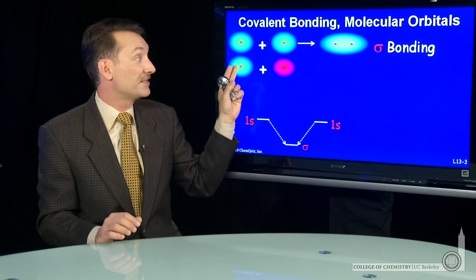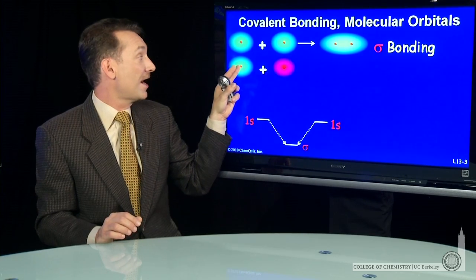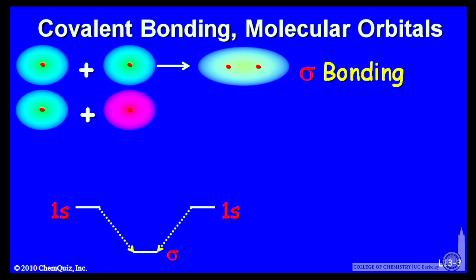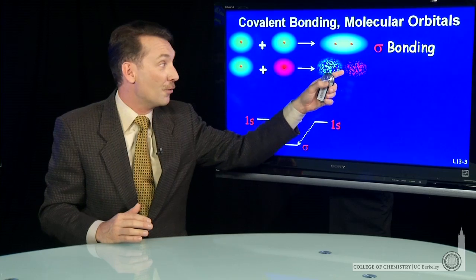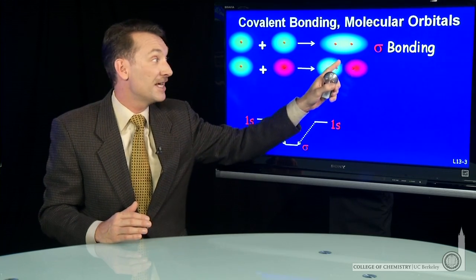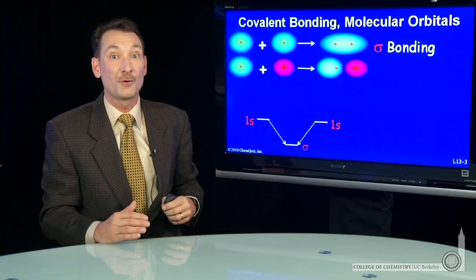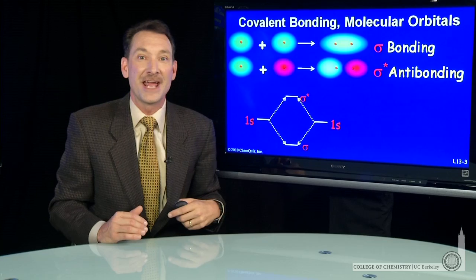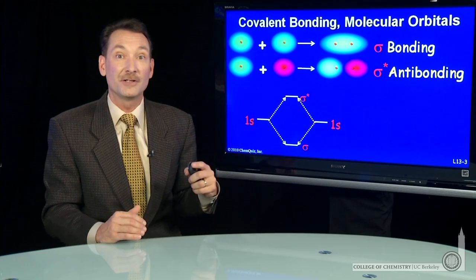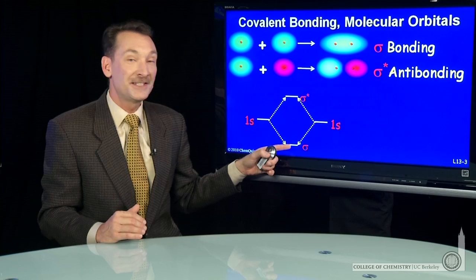Another way to think about this is to add them with a negative sign. Here I'm going to add the opposite, bring a 1s and plus a minus 1s. So this red represents that this wave function is negative everywhere. So when these two amplitudes overlap, there could be destructive interference. A positive overlapping with a negative, adding to 0. So there'll be a node in the center, a place where the electron density goes to 0 in the center of this orbital. And we'll call that an antibonding orbital. Sigma star for antibonding.